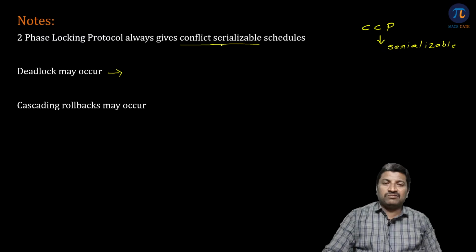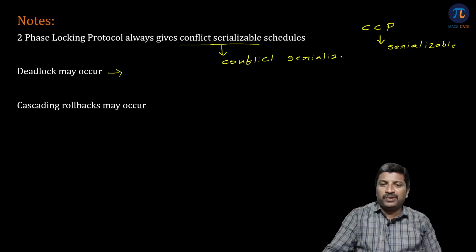Then what is the one and only guaranteed advantage, sir? The guaranteed advantage is conflict serializability. So this is guaranteed. The remaining may or may not.